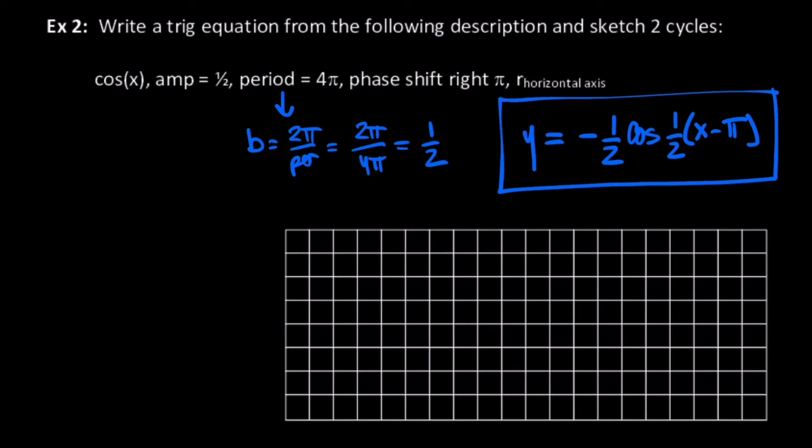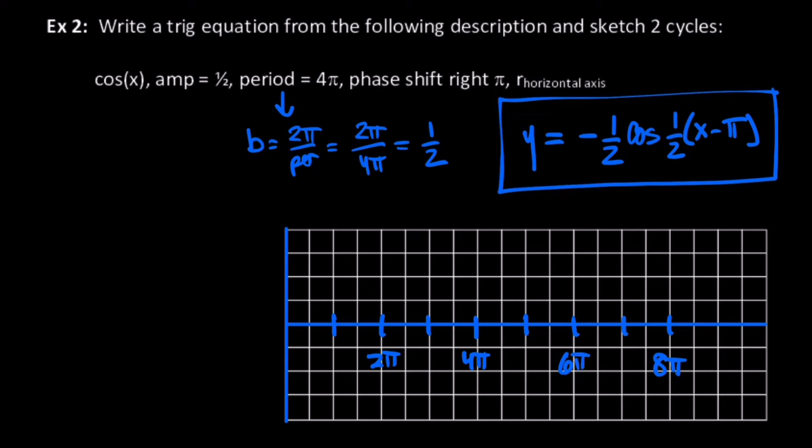Let's sketch 2 quick cycles. Y-axis, and there's no vertical shift, so I'll put the x right in the middle. Go out 4 blocks, 1, 2, 3, 4, and that's going to be the period, 4 pi. That's 2 pi, so I have to go out 4 more blocks, 1, 2, 3, 4. That's twice the period, so 8 pi there, 6 pi there.